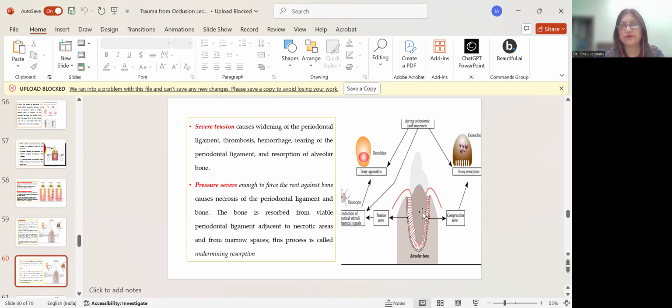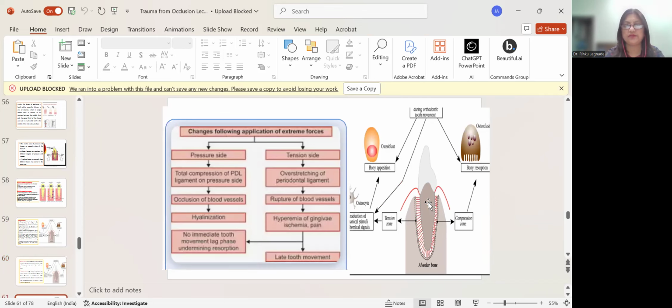The root of the tooth will be forced to rest against the bone, and it will cause the necrosis of the periodontal ligament and bone. And the bone resorption, the bone is resorbed from the viable periodontal ligament adjacent to the necrotic area and from narrow spaces, and this process is known as undermining resorption. So now, boys, where is the bone resorbed from? Viable periodontal ligament adjacent to the necrotic area and from the narrow spaces.